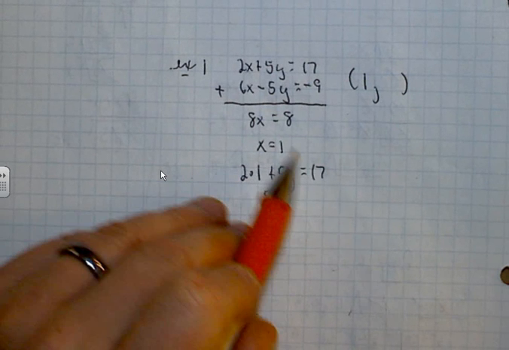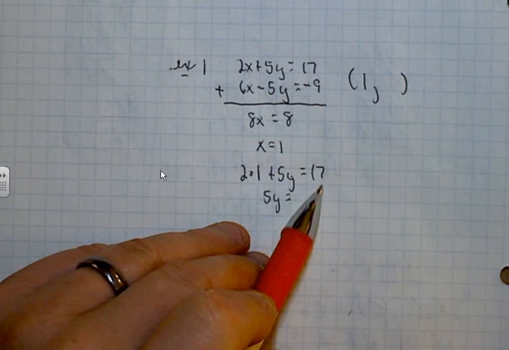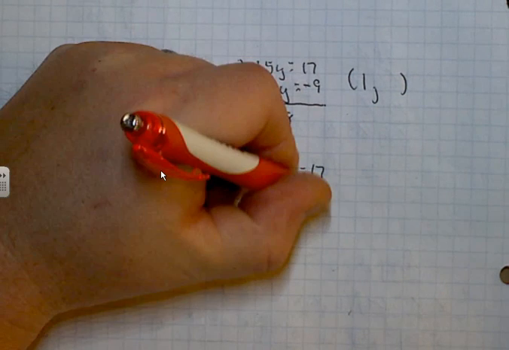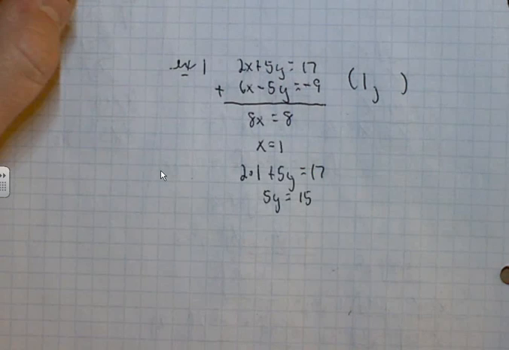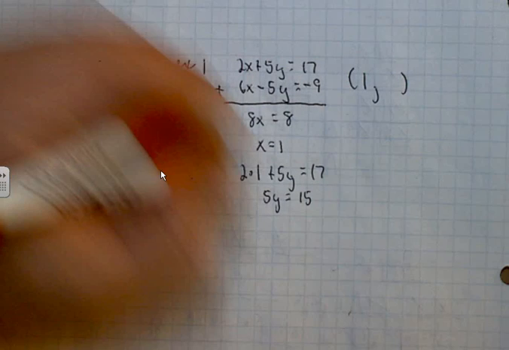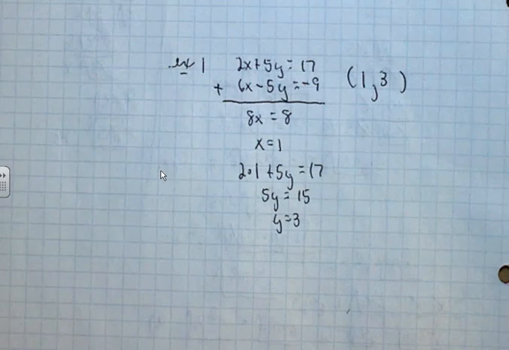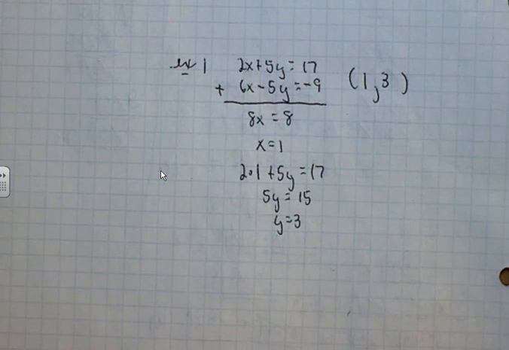So we're solving the equation for y now. 17 minus 2. Solve for y. That's step 4. Y equals 3. So the solution to this system of linear equations is 1, 3. That means they intersect at 1, 3.